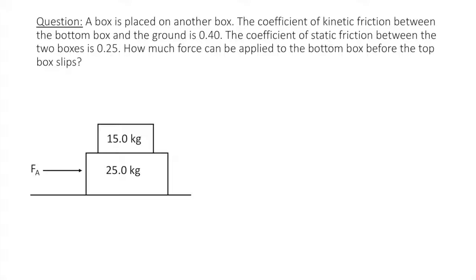There's Fn, the normal force, which acts perpendicular to the surface. There's Fg, the force of gravity, which acts straight downwards. Lastly, there is Fs, static friction, which acts in the same direction as the force applied. Friction in this case is positive because it's what actually drags the top box forward.